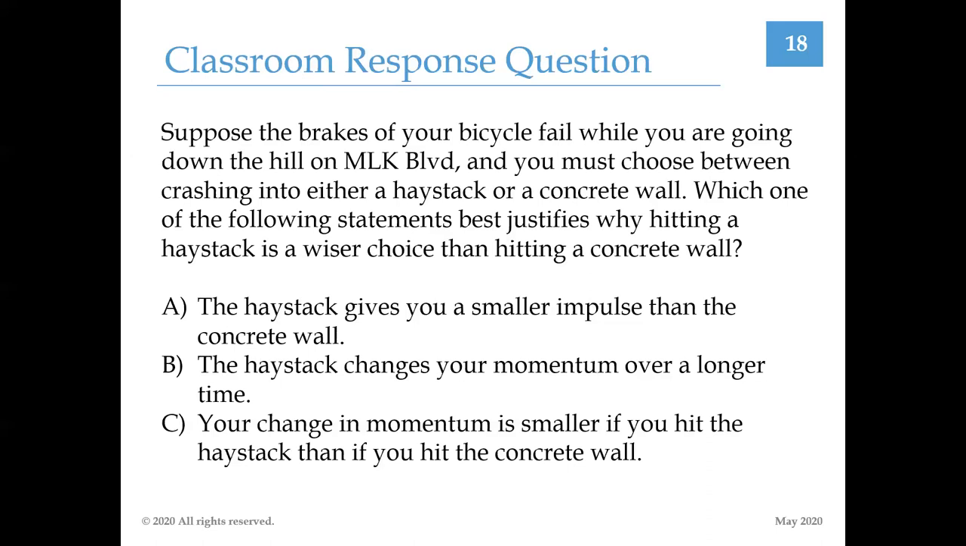You're not going to be able to bend that concrete wall very much, and you're probably just going to hit it and stop very, very quickly, meaning you're going to experience a very, very large average force. So the reason we want to pick the haystack over the concrete wall is because we have more time to change our momentum, meaning we would have a smaller average force when we choose the haystack.